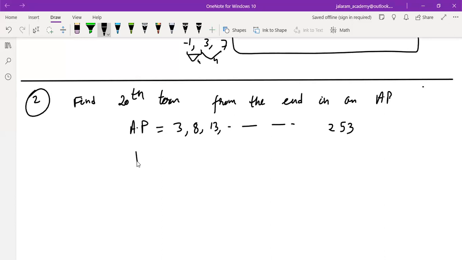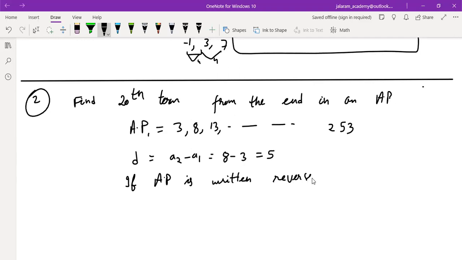For this AP, find the common difference. 8 minus 3 equals 5. Is that clear to you? Yes, sir. Common difference 8 minus 3 equals 5. So if the AP is written in reversed order, can you tell the common difference then?